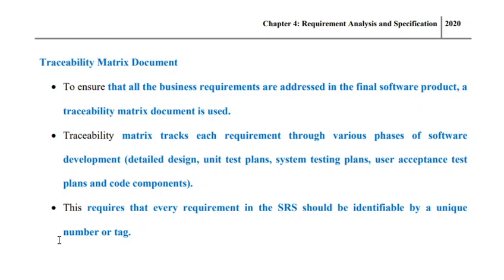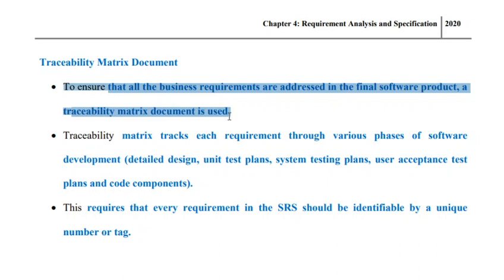So in order to ensure that the progress of the product is properly controlled and monitored, I need to emphasize traceability. Traceability is one important aspect of the software engineering paradigm that aims at monitoring the progression of various requirements through the software life cycle. To ensure that all the business process requirements are addressed in the final software product, a traceability matrix document is used. So this is very much important.